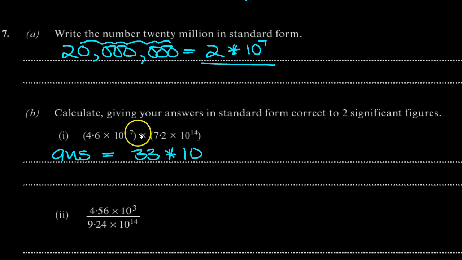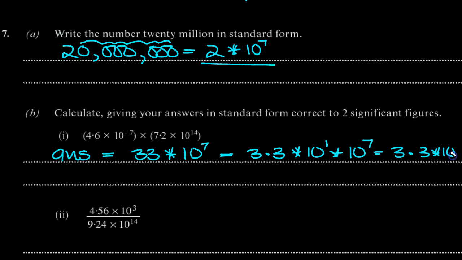Okay, well, times the powers of 10, you add the indices. 14 and minus 7 added together is 14 take 7, is 7. Now there's a 10 hiding in here, so it's 3.3 times 10, isn't it? Which is just 10 to the power 1 basically, times by the 10 to the 7. So we end up with 3.3 times 10, and you add the powers, 7 plus 1 is 8. And that was the two significant figures, we calculated that.